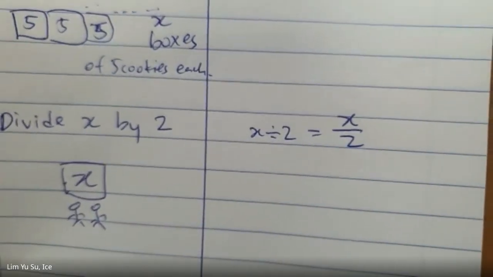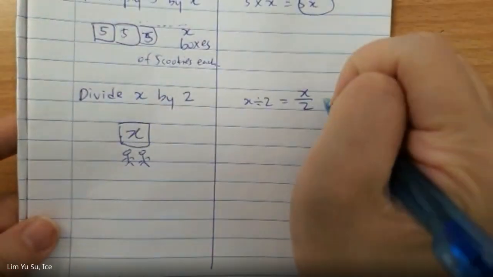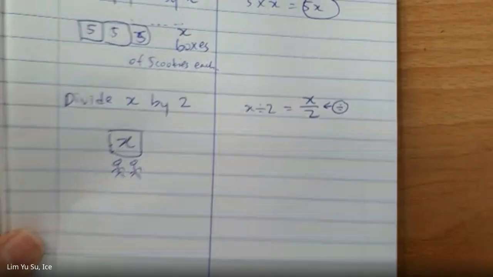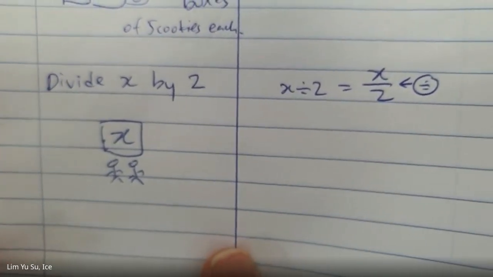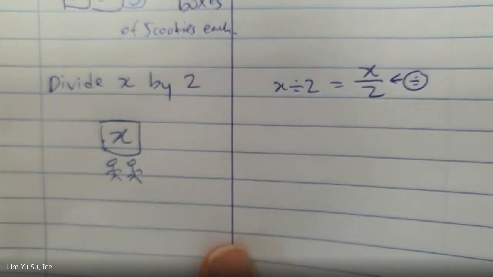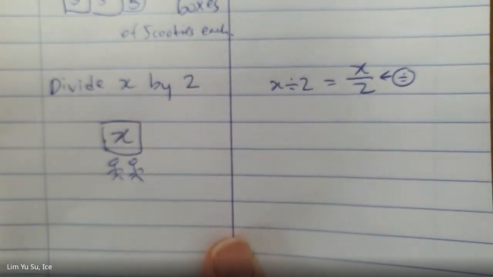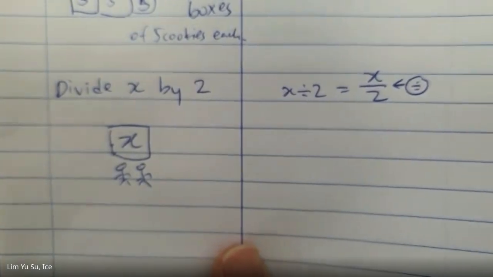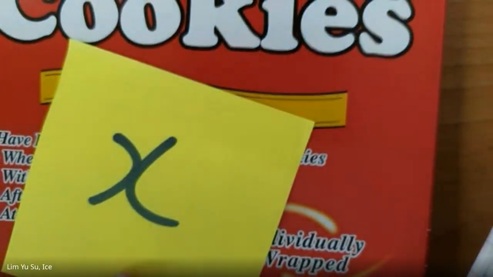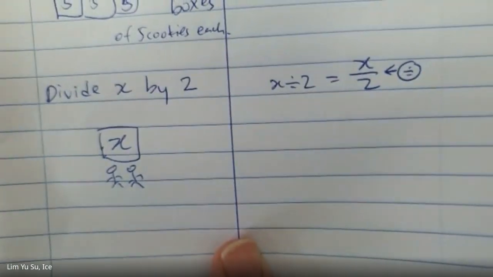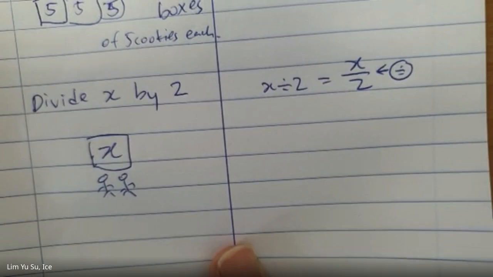Yep. The fraction bar here, this bar represents divide. X, divide X by 2. So I divide the box of cookies, X. This is the cookie. Divide the box by 2 between 2 people. Each person gets a half of X. So X over 2.